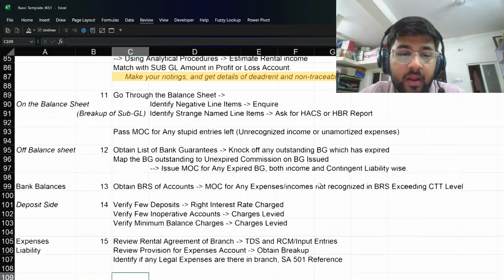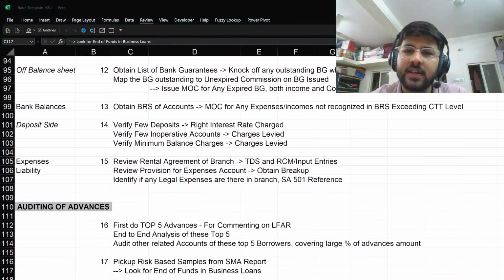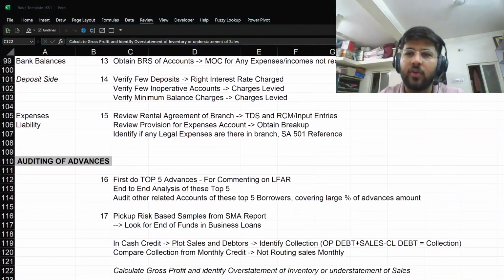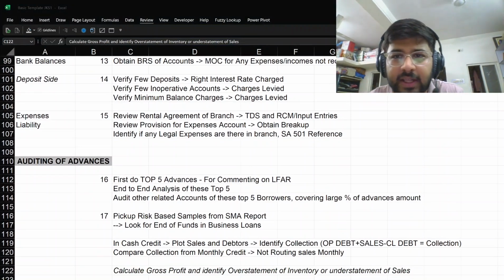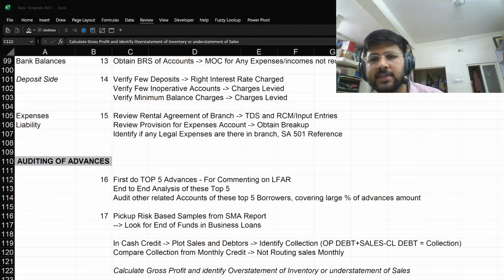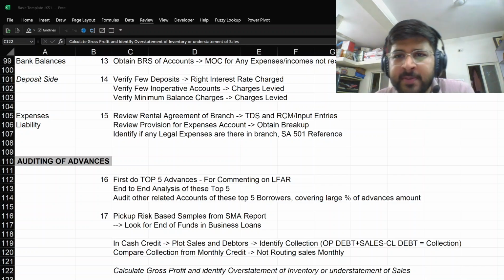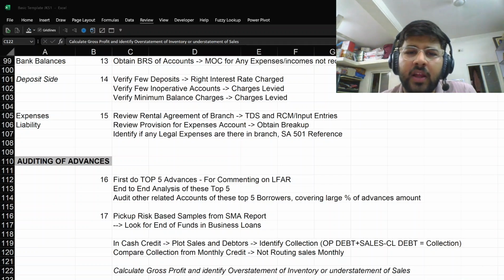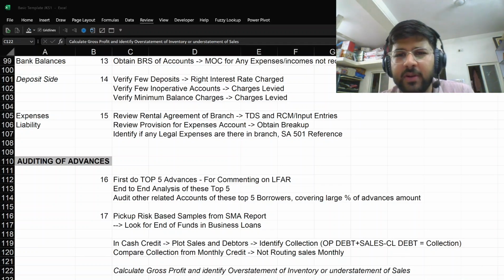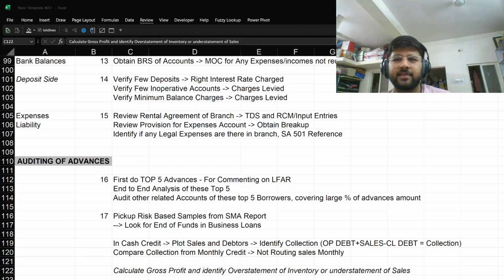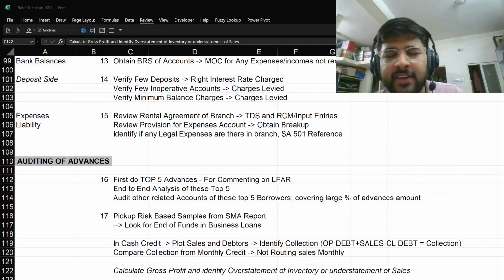Okay. The next thing is auditing of advances. The first thing to do is to audit your top 5 advances. This is for the comment in the LFAR. You need to audit these advances end to end and make your notings because you have to give adverse features of top 5 standard advances. Okay. And you should audit other accounts of these borrowers as well because it makes it easier for you to audit the same person. You don't have to go through the KYC and all these common documents again.